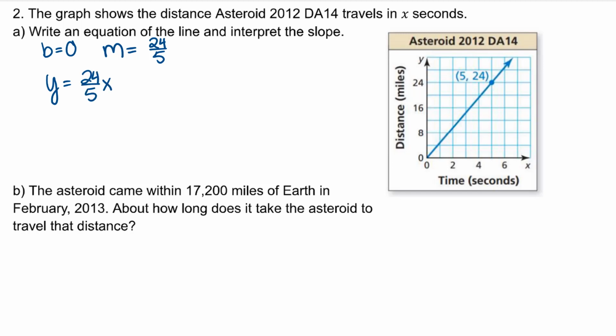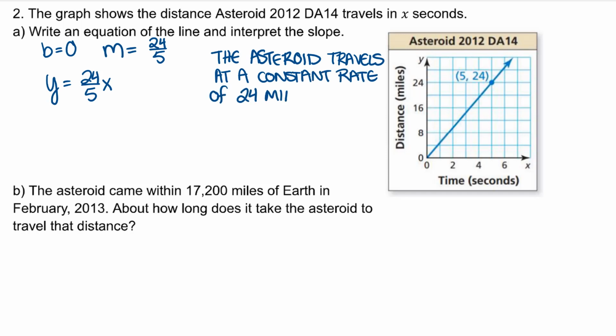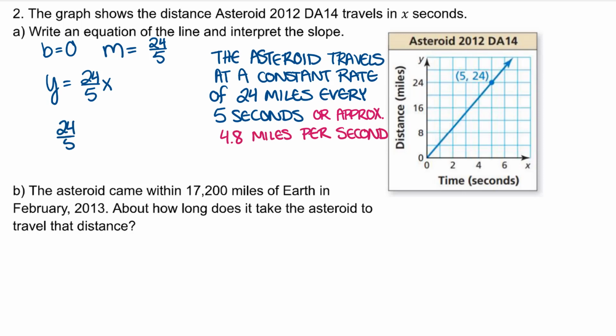What does the slope mean in context of the problem? If slope is rise over run, the slope is the distance traveled divided by the time interval. When we reduce 24 over 5, we get 4.8. So the asteroid travels at a constant rate of 24 miles every 5 seconds, or approximately 4.8 miles per second. This rate is constant because we have a linear function.